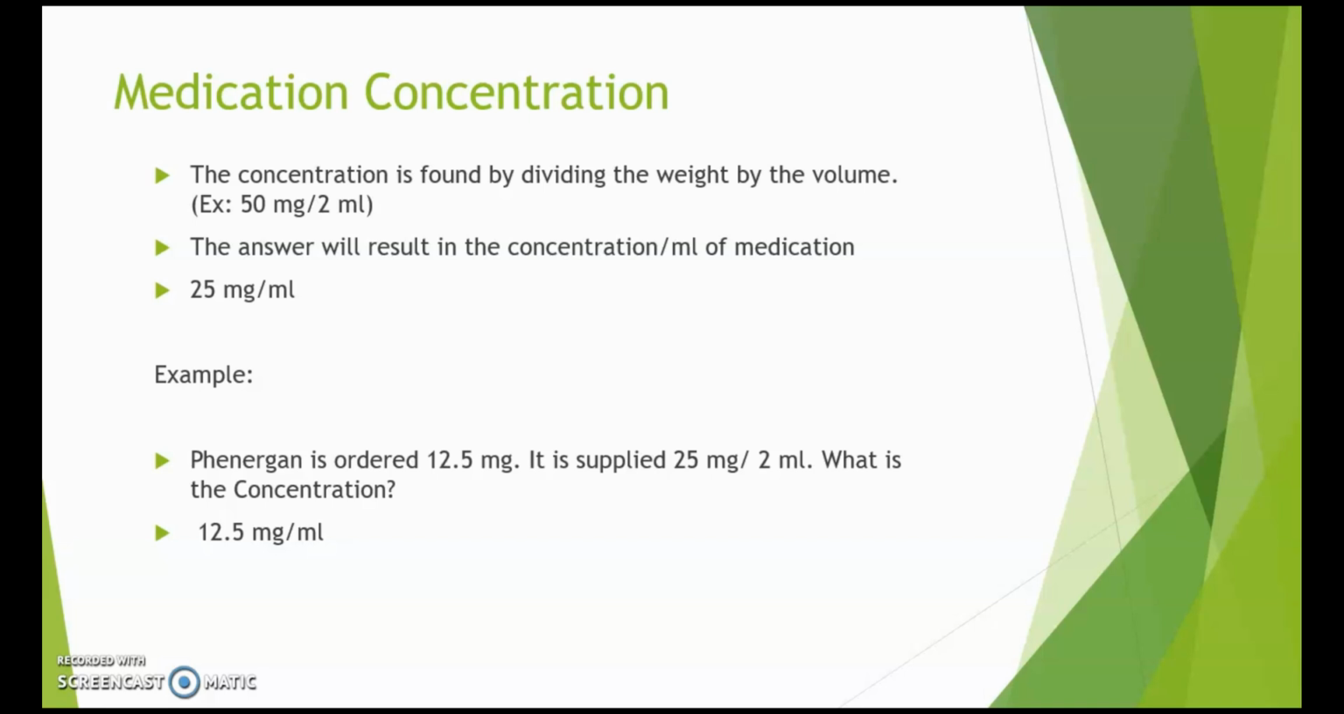Example. Phenergan is ordered 12.5 mg. It supplies 25 mg per 2 ml. What is the concentration? The concentration is 12.5 mg per ml.